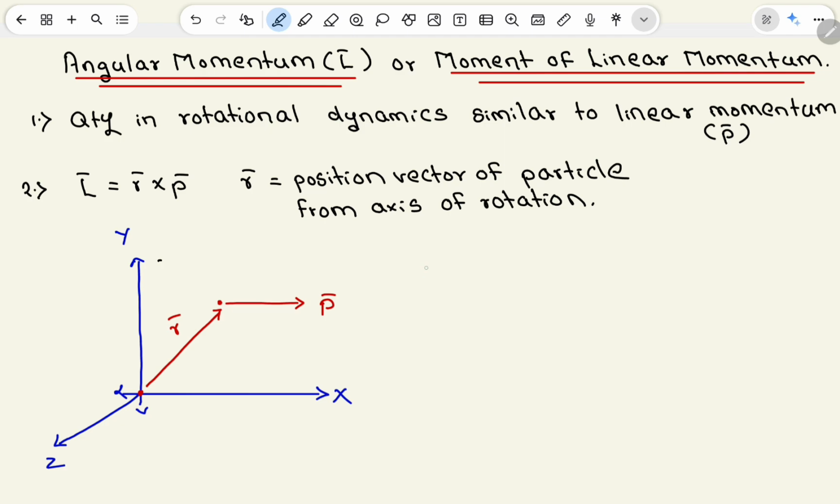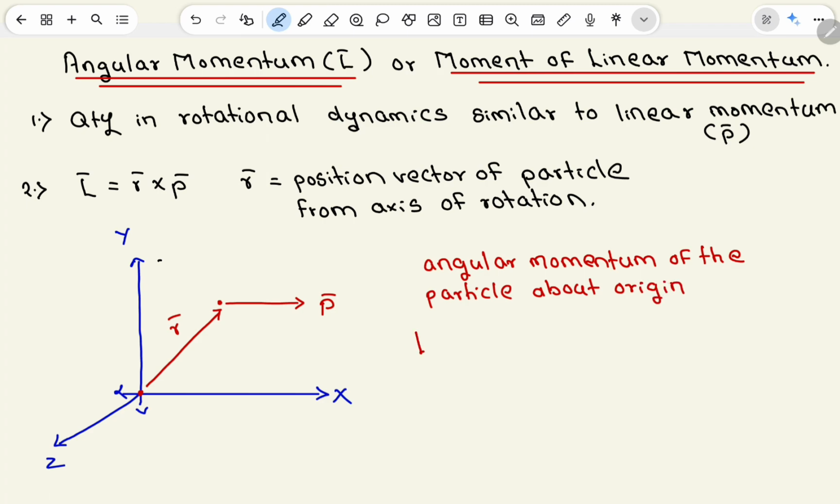Now, if I want to find out the angular momentum of the particle about origin, then it is represented as L_O bar, and the formula for that is r bar cross p bar, where r bar is nothing but the position vector of the particle with respect to origin, and p bar is nothing but the momentum vector of the particle. So angular momentum is nothing but the cross product between position vector and momentum vector. So this is the formula.